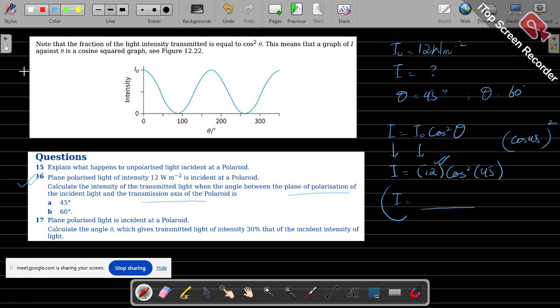Chalein ji, let's just put these values in your calculator and whatever answer we have in watt per meter square, this would be your final answer. And you just repeat the same question with angle 60 degree.